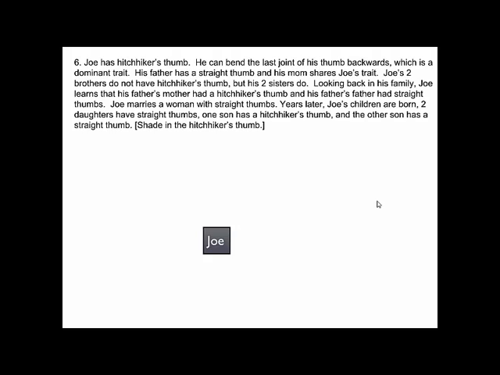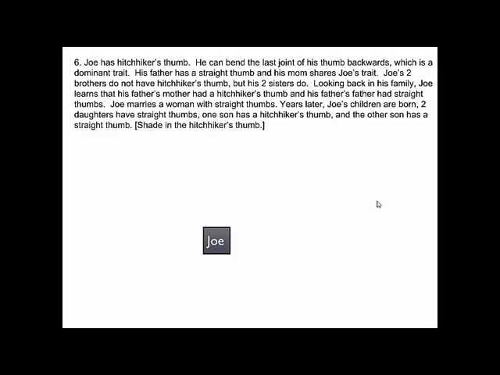Number 6. I'm going to have you guys do this on your own, but before you start, I'm going to give you a little bit of help. There's 4 generations. Joe's in generation number 3. So when you put in Joe, put him near the bottom, not at the very bottom, but he only has 1 generation below him, 2 above him. So you want to give yourself plenty of room to do it.